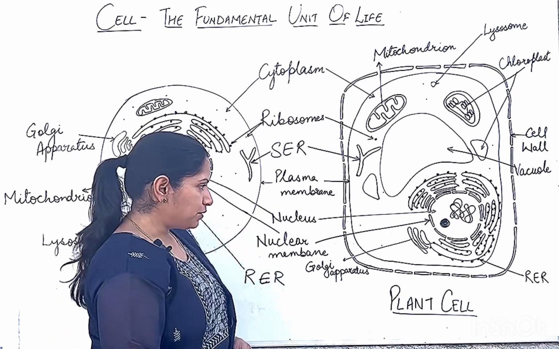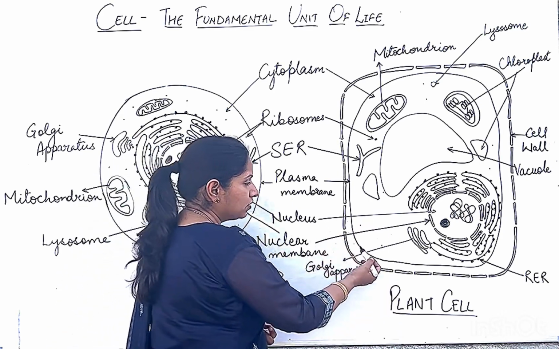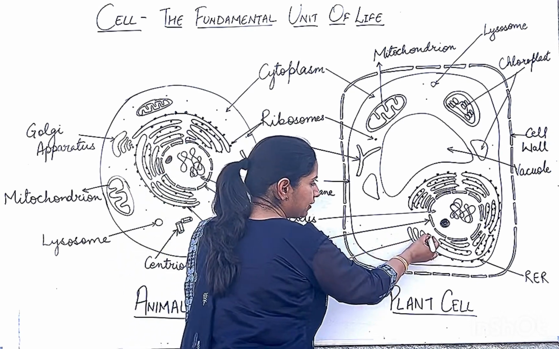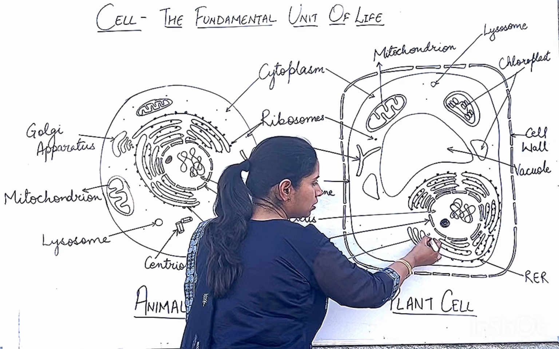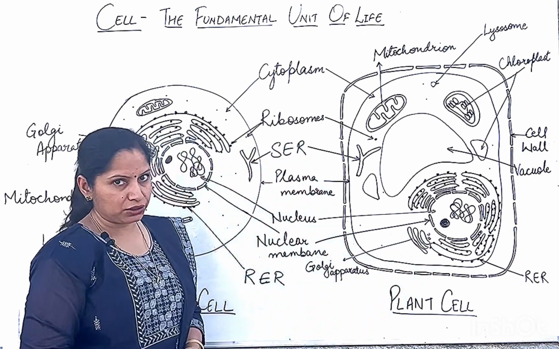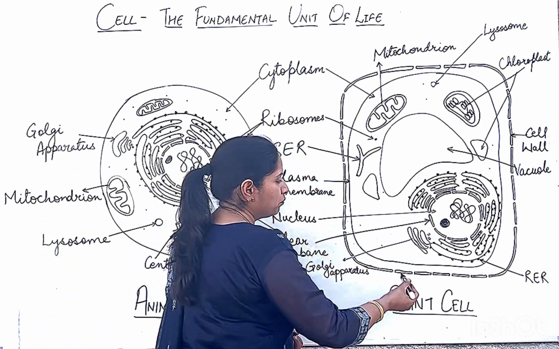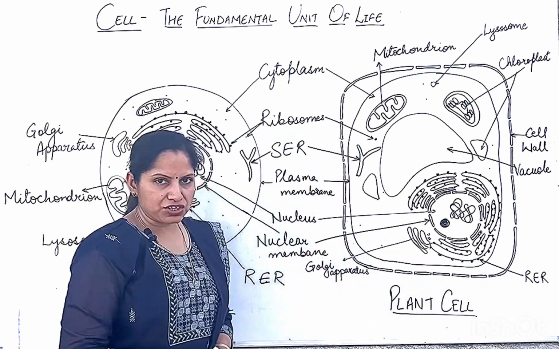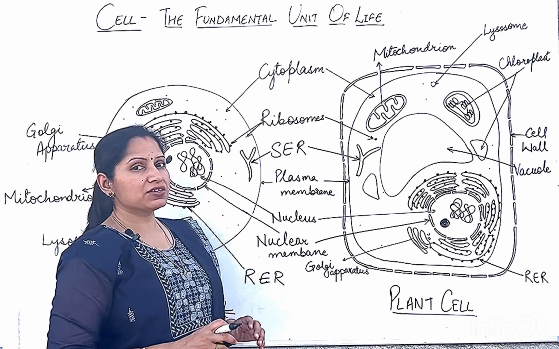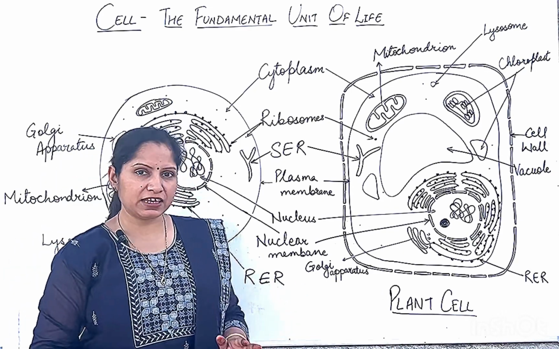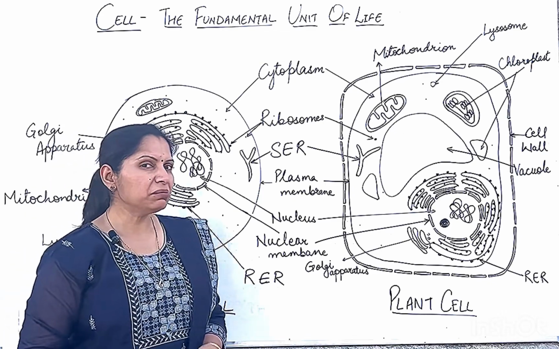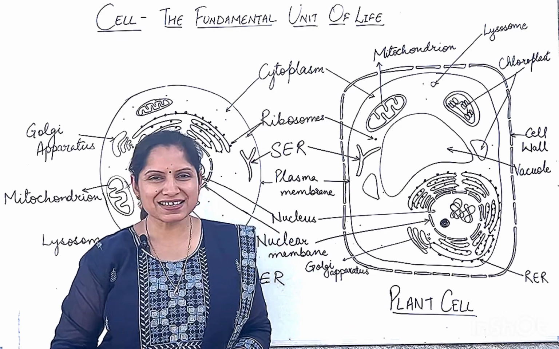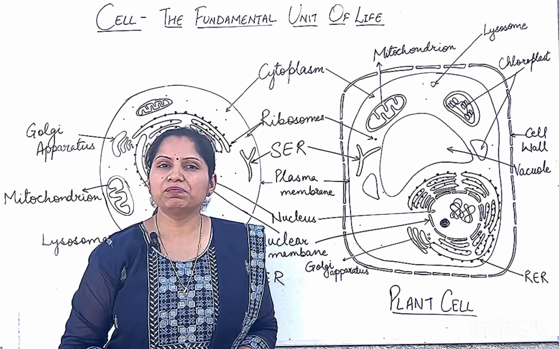Then we have the Golgi apparatus in the plant cell also, that we will be drawing close to the endoplasmic reticulum. In a plant cell also, there will be both rough endoplasmic reticulum as well as smooth endoplasmic reticulum. One structure that is present only in a plant cell and absent in an animal cell, having a double membrane around it, and that helps in the process of photosynthesis as well, is the plastid.